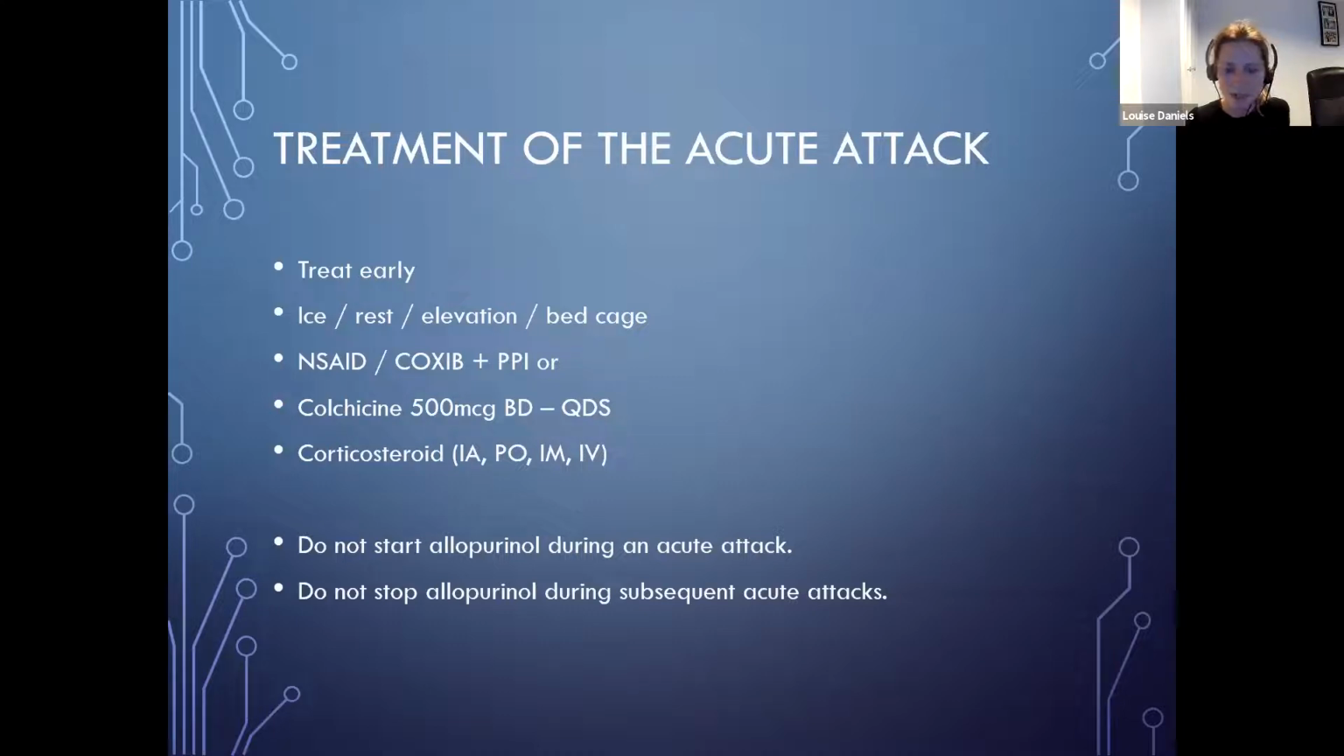Or alternatively, colchicine. We would usually use 500 micrograms BD. You can use up to QDS, but they may well develop diarrhea at that dose. And then if neither of those options are available or tolerated or effective, corticosteroids can be helpful. And again, that can be tablets, injection into the joint, an intramuscular injection, or rarely an intravenous injection.